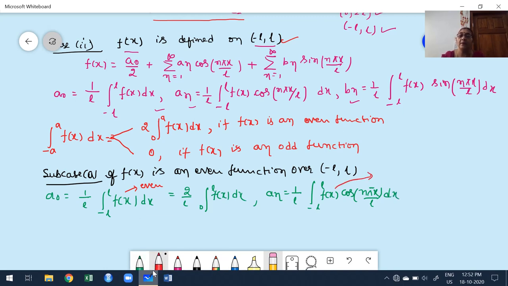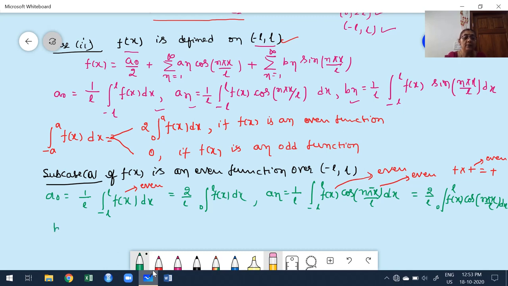Here observe carefully: f of x is an even function, as we already assumed. Cosine functions are even, as you already know. Plus into plus is plus; plus is an even function, minus is an odd function. Now here, the product of two even functions must be even. Again, from the definite integral property, this can be written as twice the integral from 0 to L, 1 by L, of f of x cos of n pi x by L with respect to x. Because cosine functions are even and we assumed f of x is even, the product of two even functions must be even.